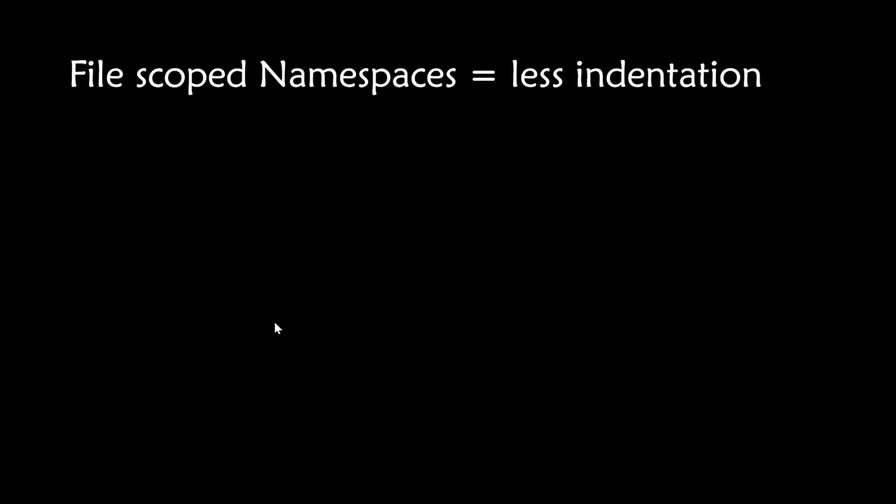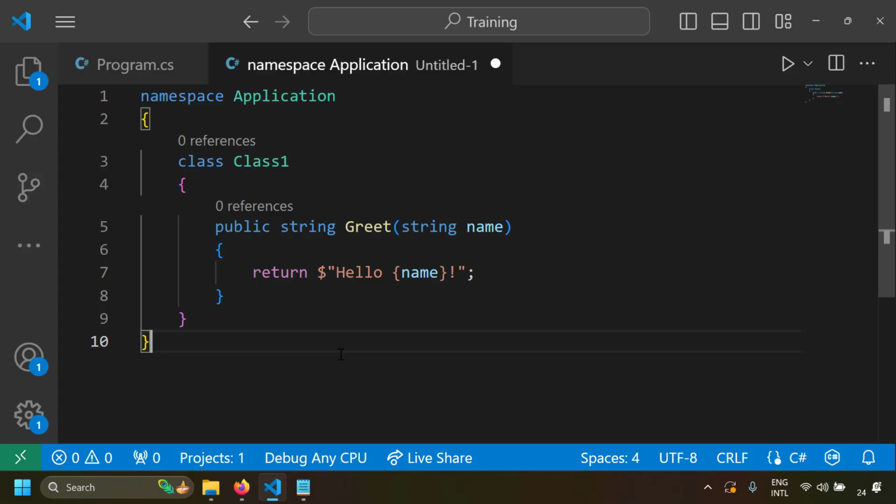Now let's talk about another feature, which is file scope namespaces. Before C# 10, you have to write a class something like this. You need to mention a namespace, and in that namespace you can create a class. So the classes inside the namespace should come under these curly braces. That means every class you define will have by default at least one indentation. So all the code will have at least one indentation, and this reduces the readability of your classes.